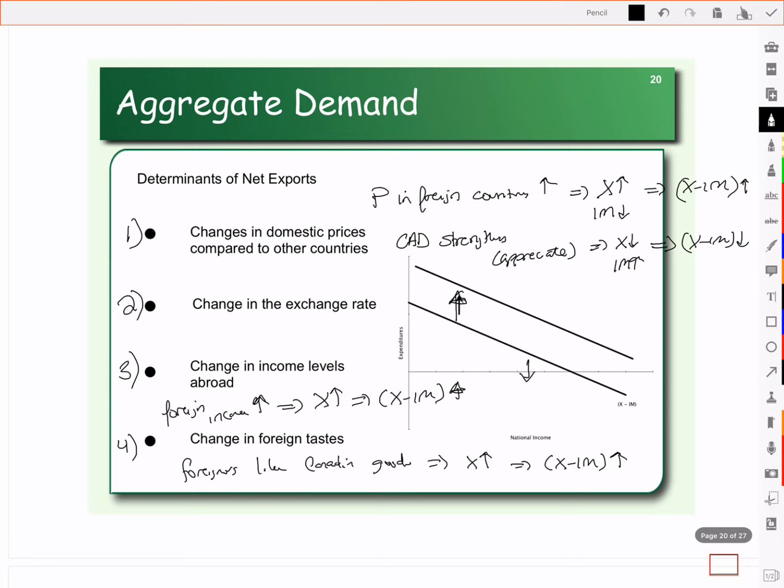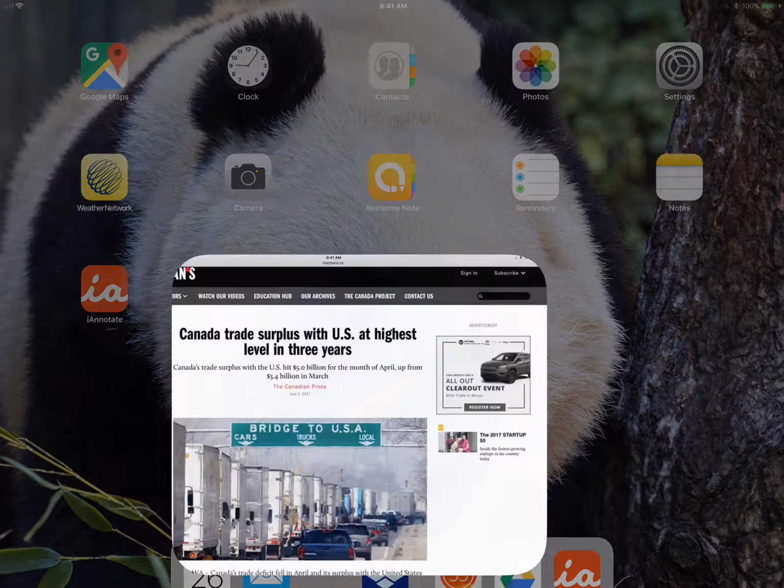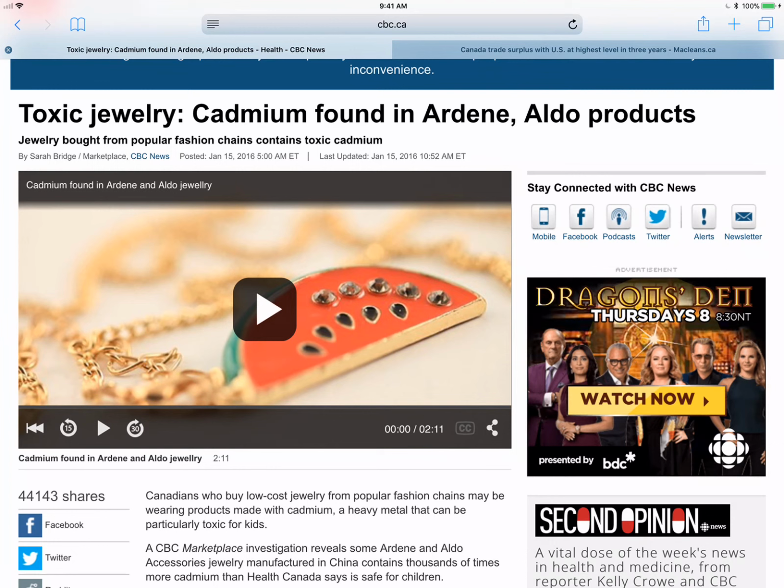So let's look at an example, China. Let's say that the economy we're looking at, the exports and imports, are for China. Well, a number of goods that have been coming out of China have been found to have toxic substances in them. For example, jewelry that's sold at Ardene and Aldo within Canada came from China, and it's found to have cadmium in it, which is toxic if children put it in their mouths. There's also been reports of lead in children's toys and melamine, which is a plastic, in baby's milk.